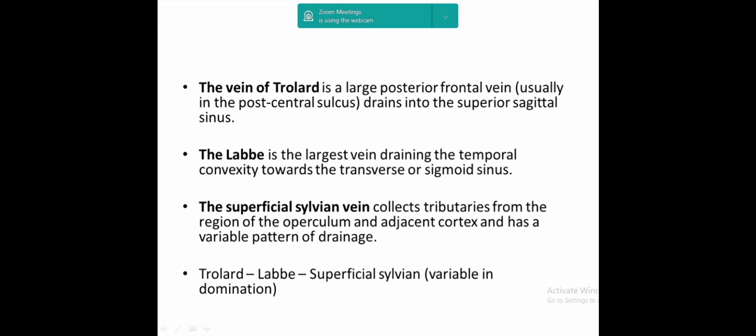The vein of Trolard is a large posterior frontal vein, usually situated in the postcentral sulcus. It drains mainly into the superior sagittal sinus. The Labbé is the largest vein draining the temporal convexity towards the transverse or sigmoid sinus. The superficial Sylvian vein collects tributaries from the region of the operculum and adjacent cortex and has a variable pattern of drainage. These anastomotic veins, the Trolard, Labbé, and superficial Sylvian, vary in dominance. When one is dominant, usually the others will be hypoplastic, or sometimes all three can be co-dominant.